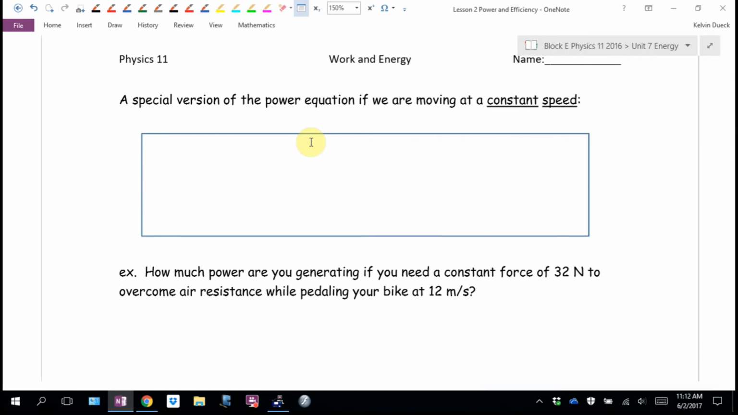There is a special version of power if we are moving at a constant speed. Sydney, what's the equation for power? Power equals what over what? W over T? That's right, yes. That's on your sheet. I'm going to show you a hidden equation, and I deliberately did not put this on your sheet. I'll show you how to derive it.